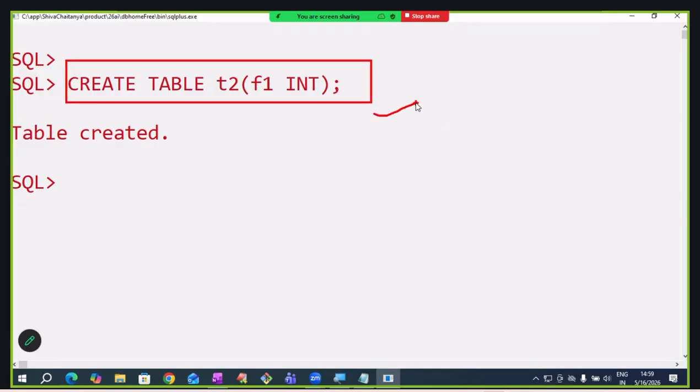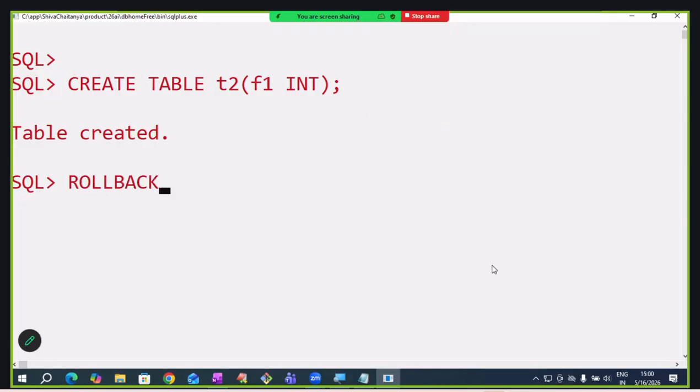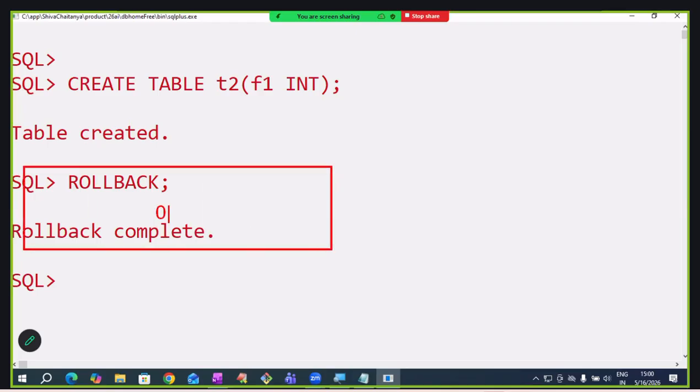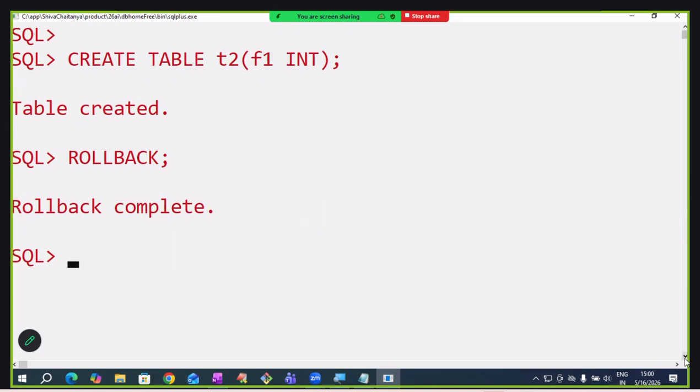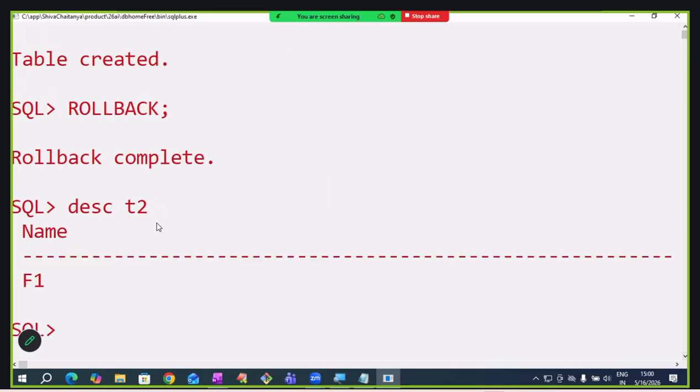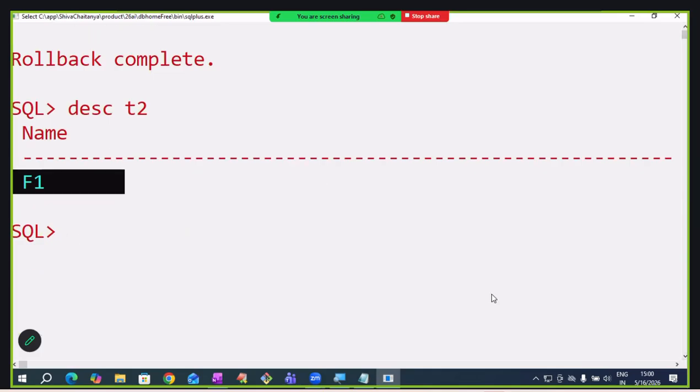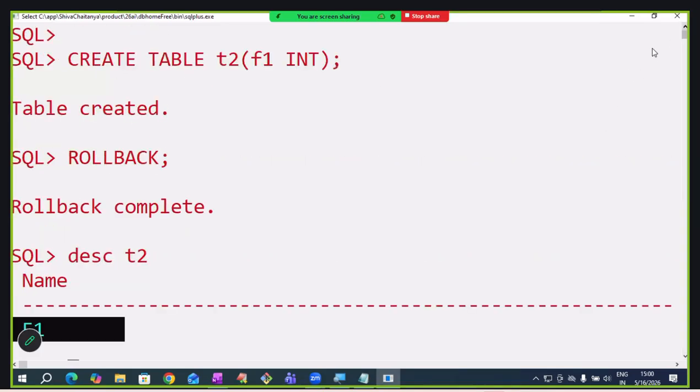I cannot roll back it now. If I type rollback here, it never rolls back, because when the create command is executed, the commit command is also executed. This is committed now. If I write rollback, nothing is cancelled. Rollback executed. How many actions cancelled here? Zero actions cancelled. Okay, describe T2. T2 table is still there, with the F1 column. With this, we can understand that create is an auto commit command.